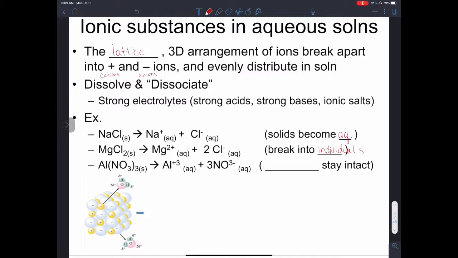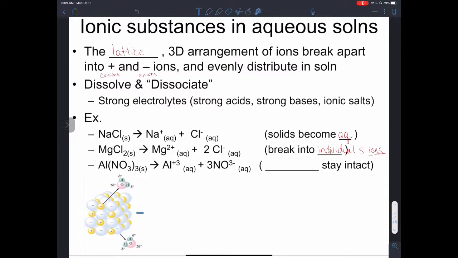I think that line is short because I was expecting to write ions on there. So you can write individual ions. Okay, it breaks into the ions. Let's take a look at the third example.